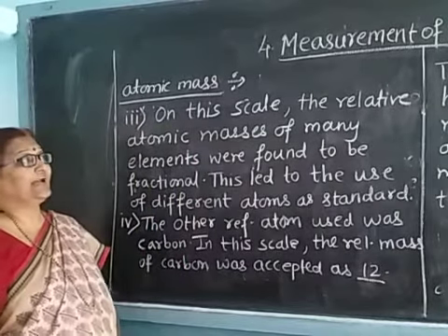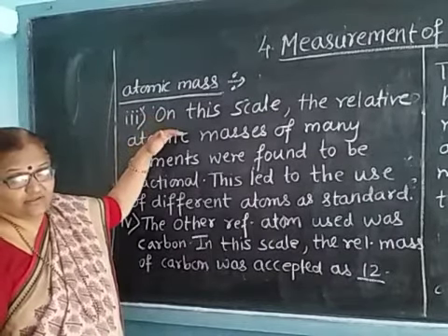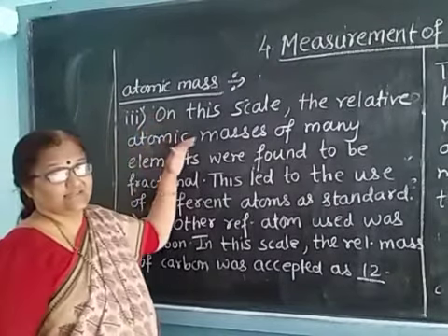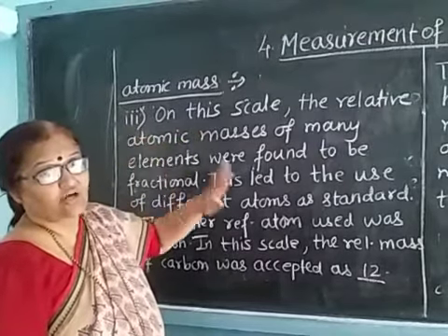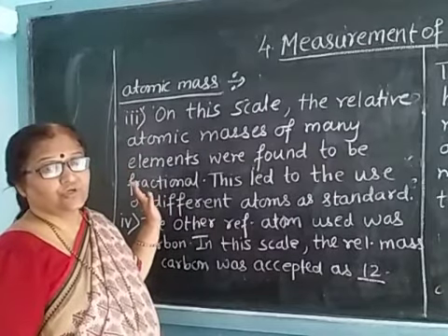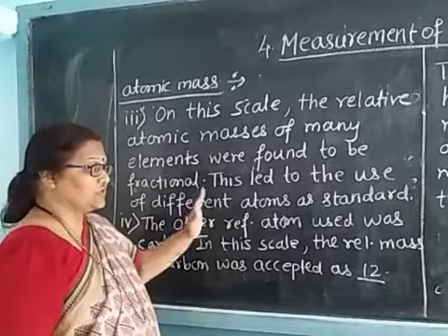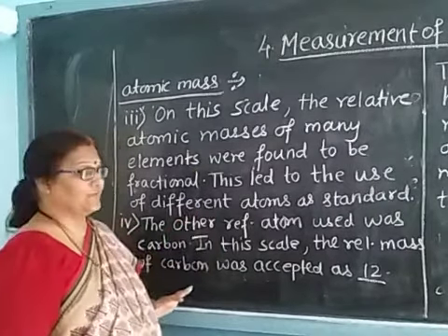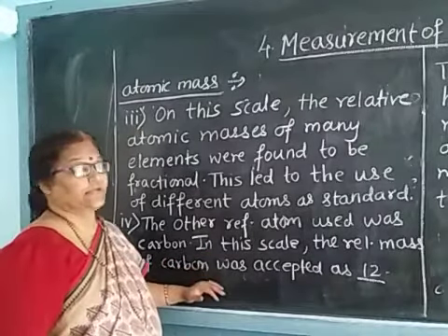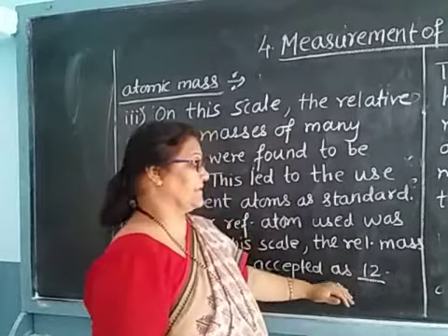So what happened actually here? If the relative masses were compared to hydrogen, then the relative masses of the elements were acquired in fractional form. It was impossible to work with the atomic mass in fractional form. Therefore, another reference atom was used, and that reference atom was carbon, and the relative mass of carbon was accepted as 12.